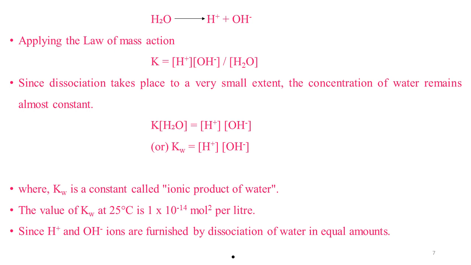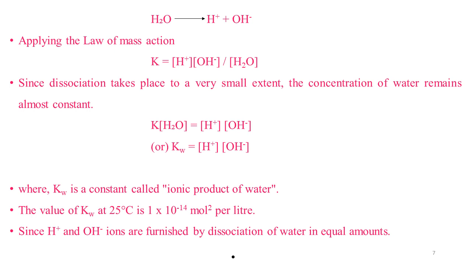So K times the concentration of H2O is equal to the concentration of H+ times the concentration of OH-, or Kw is equal to the concentration of H+ times the concentration of OH-, where the value of Kw at 25 degrees centigrade is 1 × 10^-14 mol² per liter².